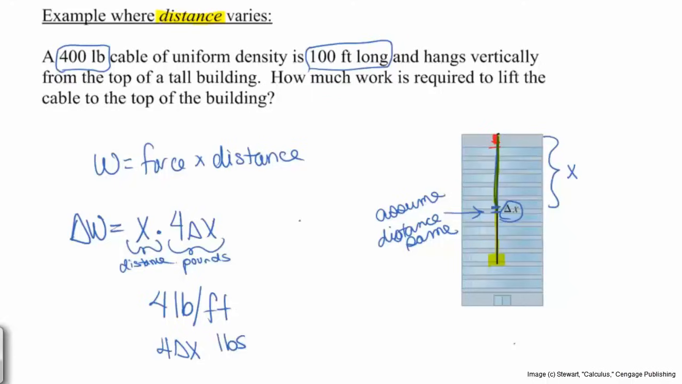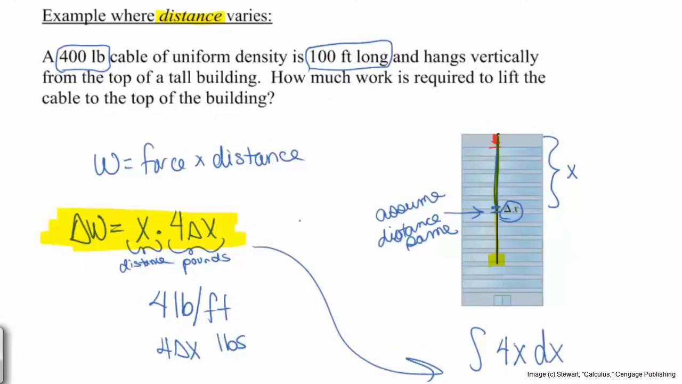Alright, so now there's our equation for a little bit of work. Now we want to add up all those pieces, so what do we do? We integrate. So we're going to integrate 4x, and then remember the delta x turns into a dx. And then where do we start? Well, we start up here at the top where x is 0, and we stop when we've gotten the whole chain. So that's down here when x is 100. And that'll give us the total work of picking up that chain.